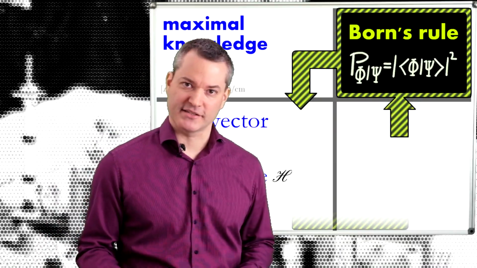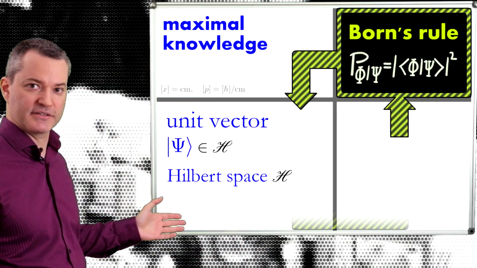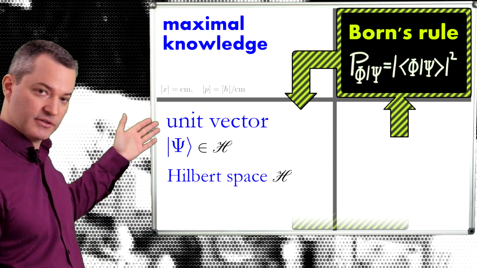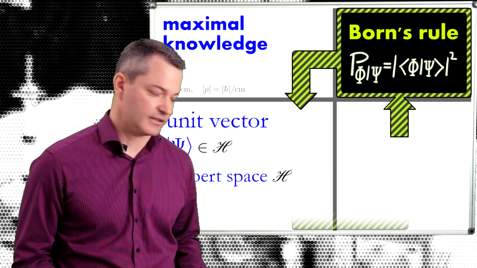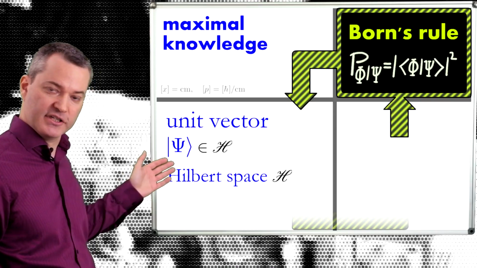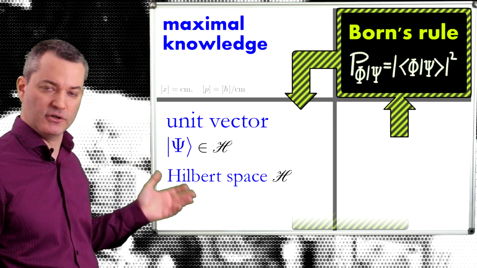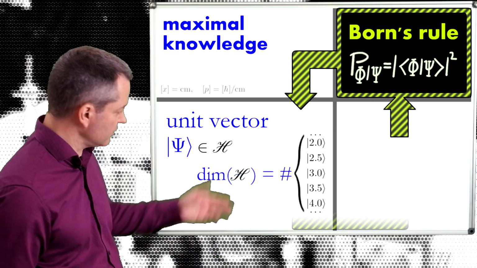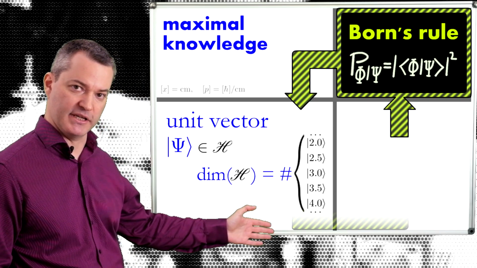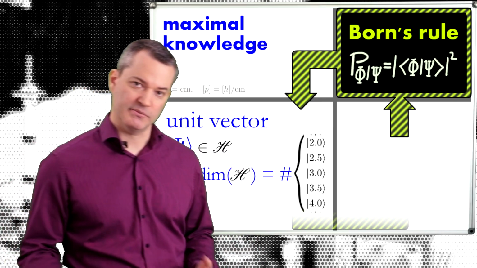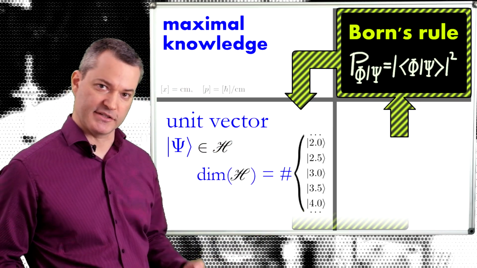So far, we understand the representation of knowledge in quantum mechanics. Maximal knowledge about the physical system is represented by a unit vector in Hilbert space, with an inner product that expresses probabilities according to Born's rule. Importantly, the structure of this Hilbert space is essentially the same for all physical systems. Only the dimension of the Hilbert space, which is equal to the number of physical situations we can simultaneously distinguish, depends on the particular system. Any two Hilbert spaces of the same dimension work exactly the same way.